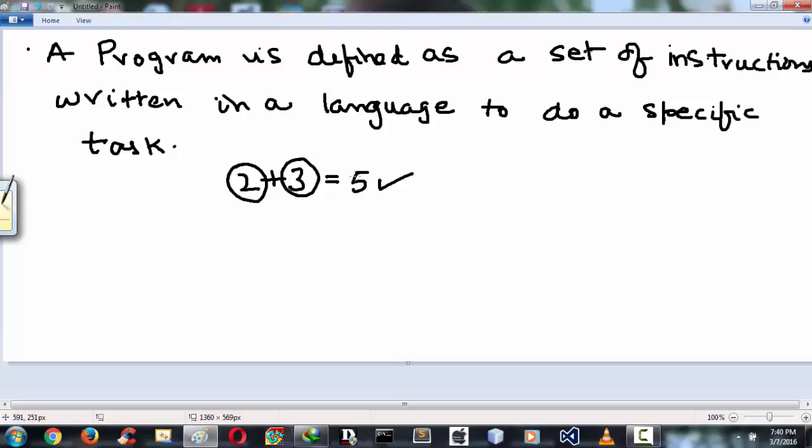To do even this small task with the help of a computer, we can't do it directly as our human brains do. We need a program to tell the computer to perform this small operation. That program can be written in any programming language, whether C, C++, Java or C sharp, you name it. There are hundreds of languages available.